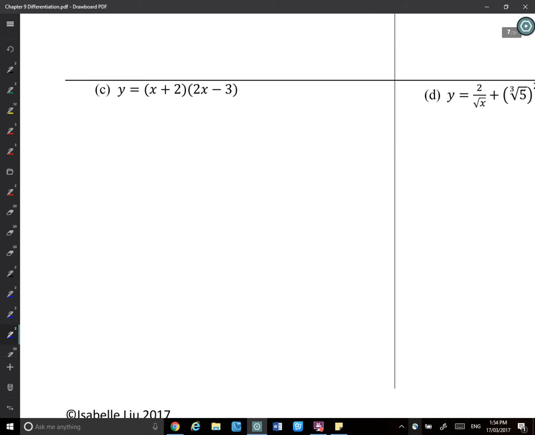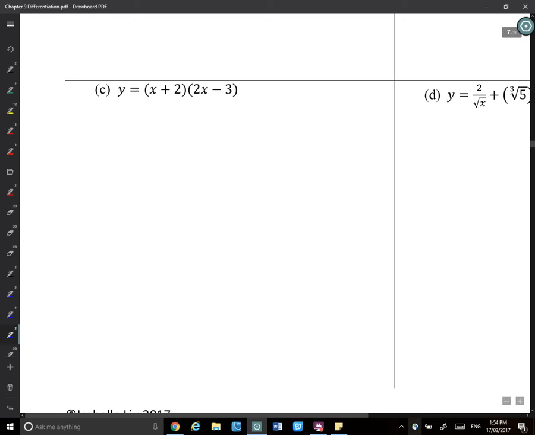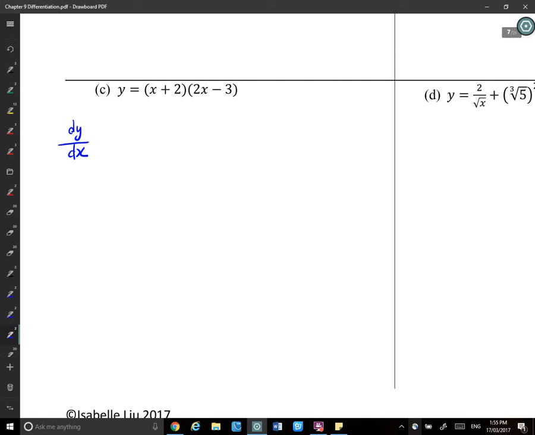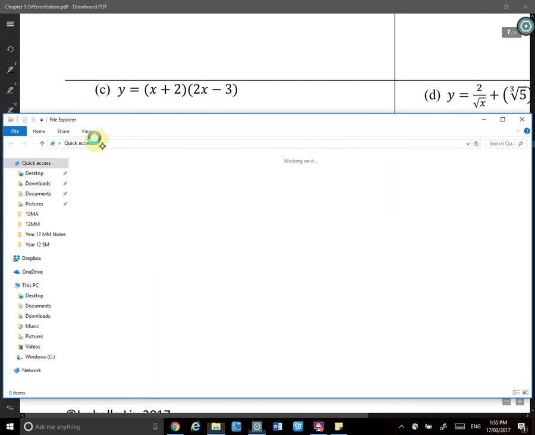Let's have a look at part C. You don't have f(x) now, you have y and x. So the derivative representation will be dy over dx. You can't write f'(x) because there's no f(x). So it will be dy over dx, which is the same as f'(x).